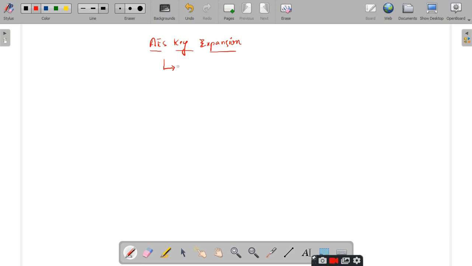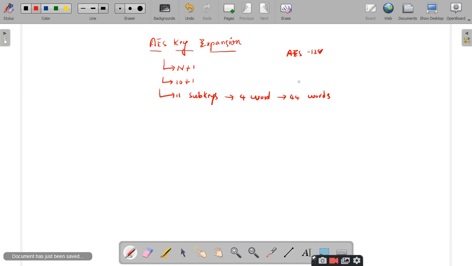Forty-four, sir. 44, right. The generalized formula is n plus 1, where n is the number of rounds, and it is 10 plus 1, and therefore 11 subkeys are required, and each subkey is a 4-word subkey. So totally we have 44 words of keys required for AES with 128. Right. So in this session we are going to discuss, but what is the input that we are giving? What is the size of the input key?